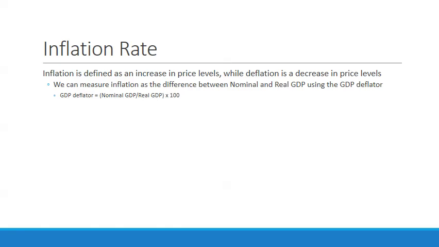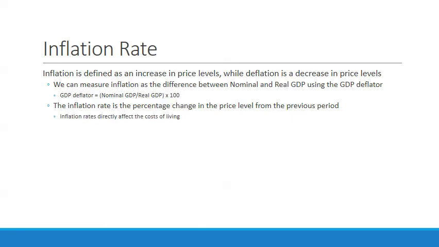But really, we don't want to measure everyday inflation rates with the deflator, because with the deflator, what we're looking at is how much productivity actually occurred, because the difference between nominal and real GDP is the amount of inflation in the economy, but that's based on productivity levels. But inflation rate is the percentage change in the price level from the previous period. So inflation rates directly affect the cost of living, and so we want to measure prices.